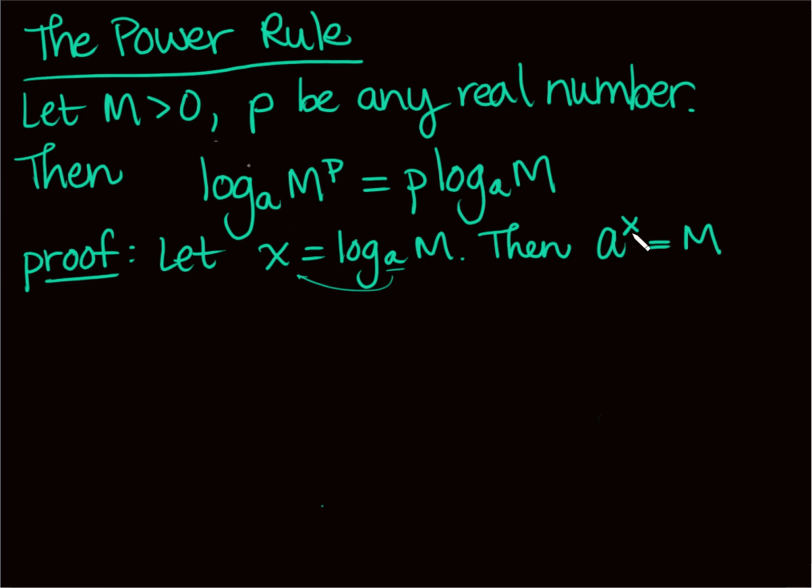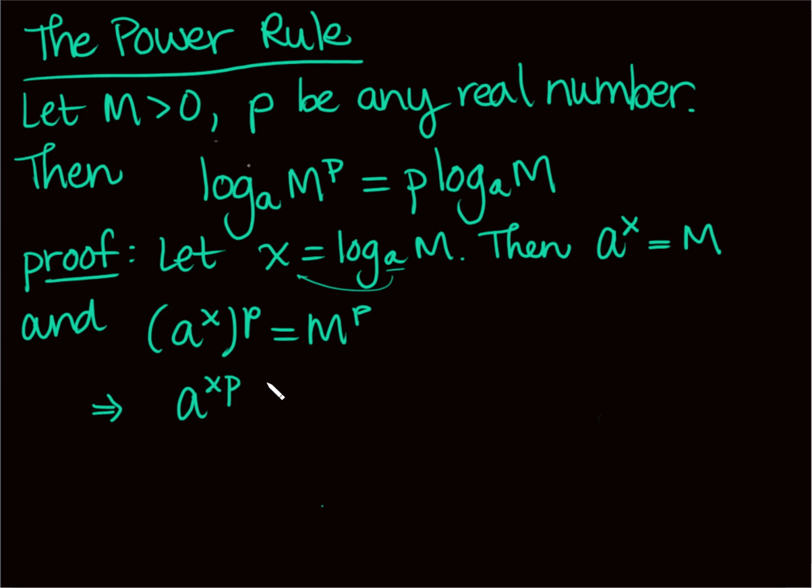So we have a to the x equals m, and if I raise both sides to the power of p, we get a to the xp equals m to the p. Remember, we multiply exponents when we raise an exponent to an exponent. So this implies that a to the xp equals m to the p.